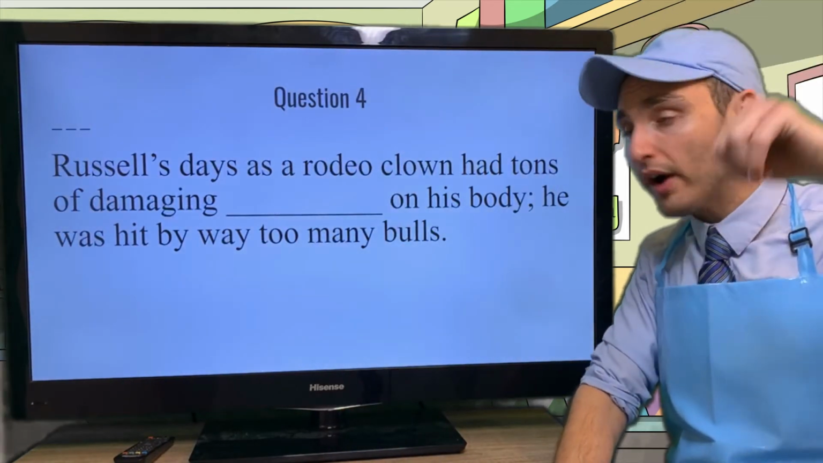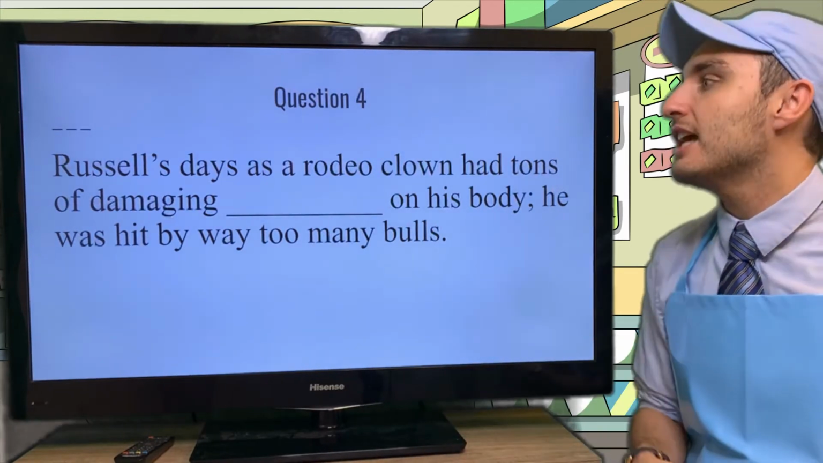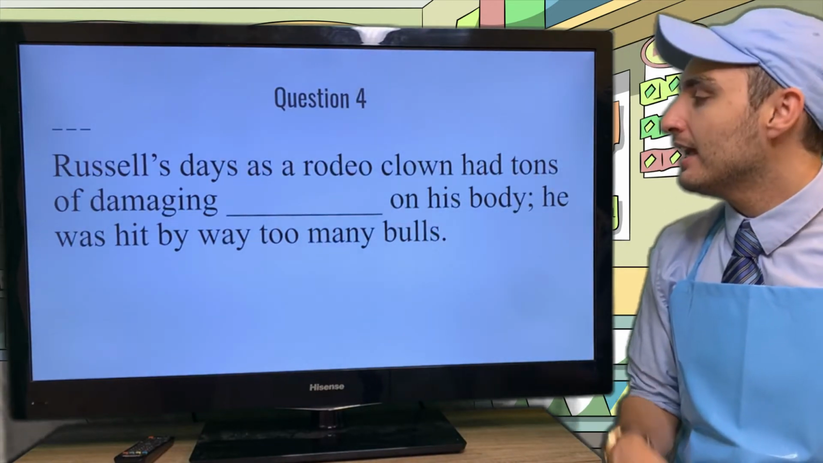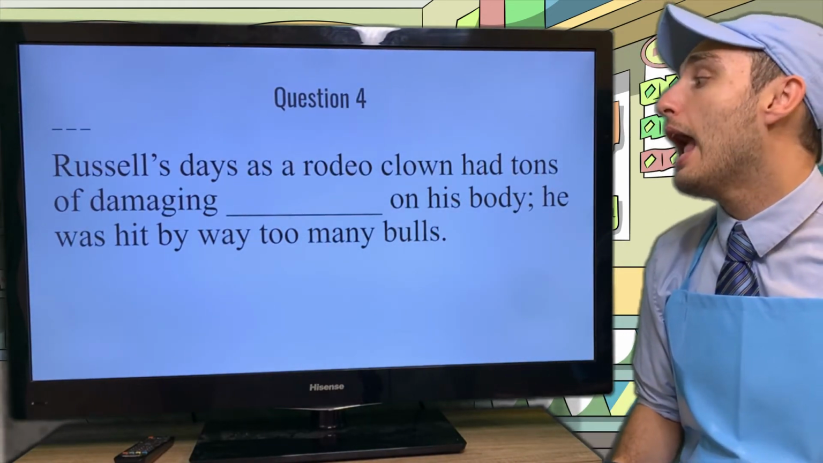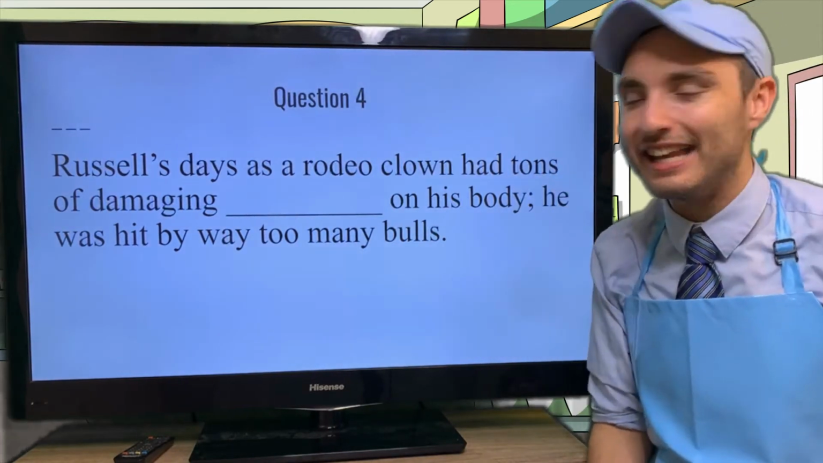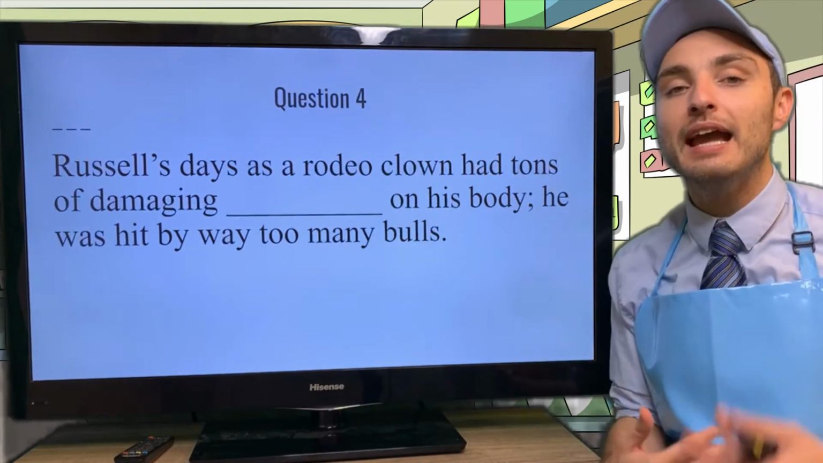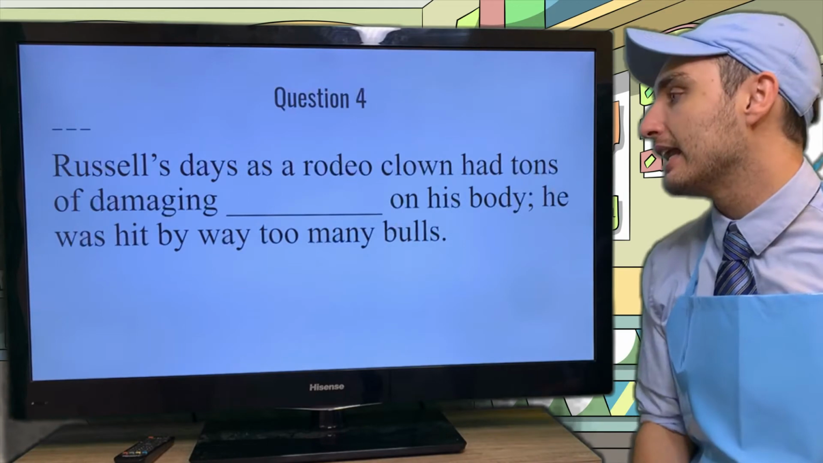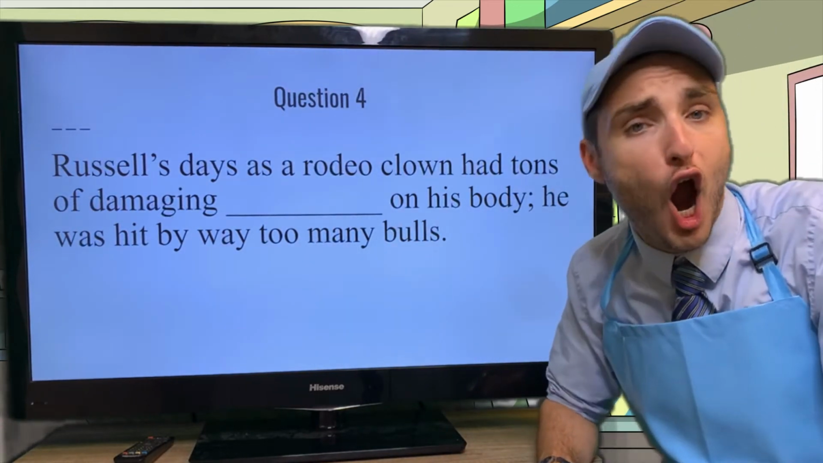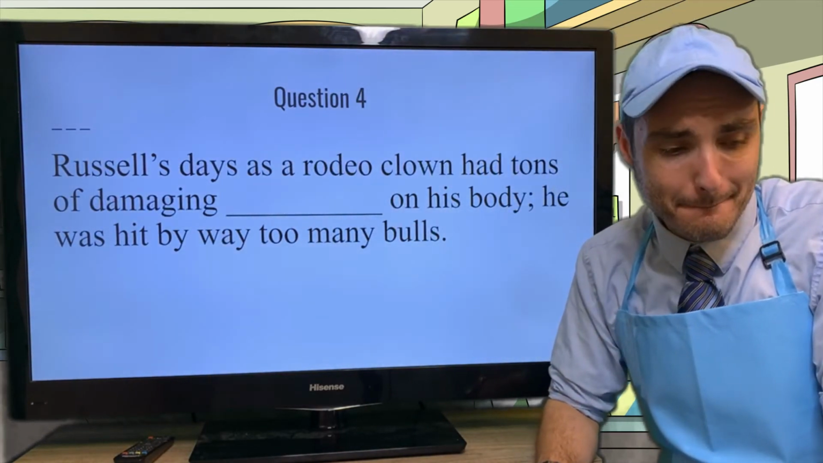Question four. Russell's days as a rodeo clown had tons of damaging blank on his body. He was hit by way too many bulls. Here it is again. Russell's days as a rodeo clown had tons of damaging blank on his body. He was hit by way too many bulls. Please seek out medical attention.